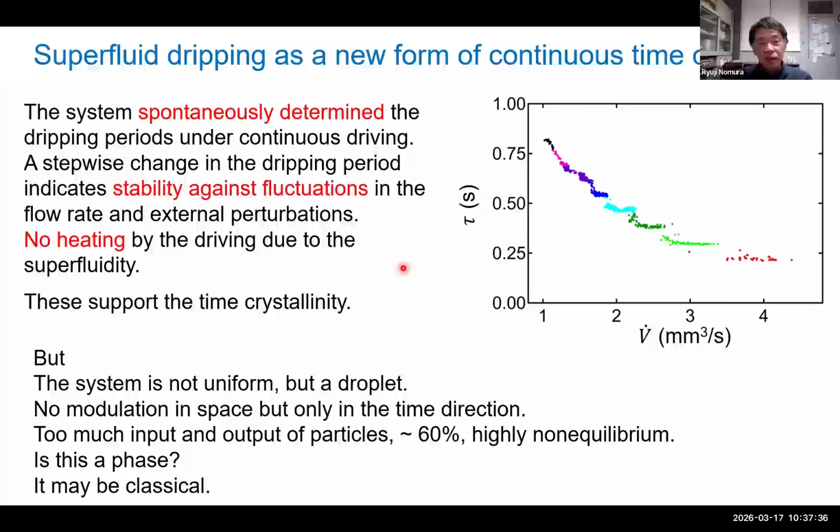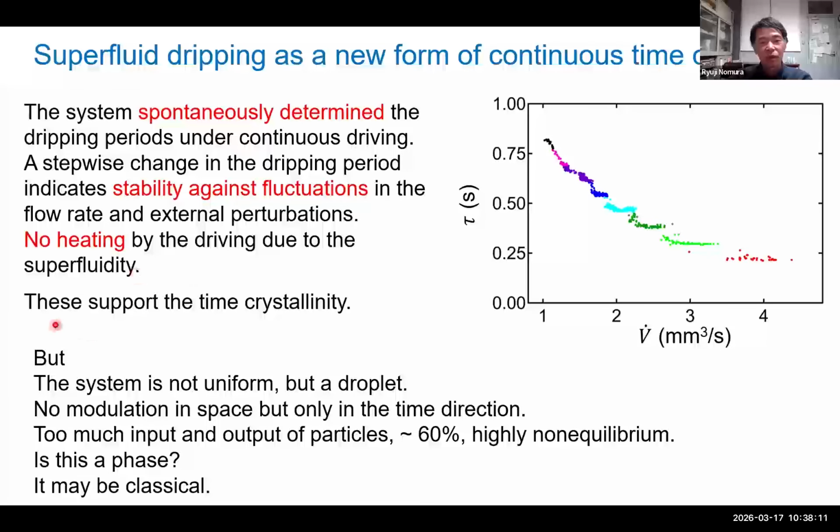And in order to keep this dripping, we need to supply the mass and the energy into the droplet. Otherwise, it stops. So we have to keep driving by the input of the mass and the energy into the droplet. But even under such a driving, it has no heating because it's superfluid. And these are some of the requirements for the continuous time crystal, and they are satisfied in superfluid dripping.